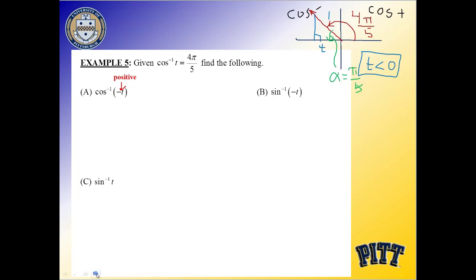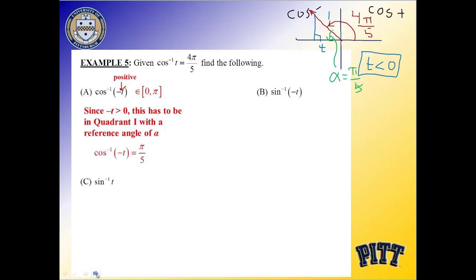So if I'm doing the arc cosine of a positive number, going back to the diagram I drew up there, I'm going to get an angle that's in quadrant 1 and has a reference angle of pi over 5. Also, knowing that arc cosine gives me an answer between 0 and pi, more specifically, because I'm doing the arc cosine of a positive value, it's even more restricted. It's actually going to be between 0 and pi over 2. It has to be in quadrant 1, and that's a reference angle of alpha, so that's going to give me pi over 5.